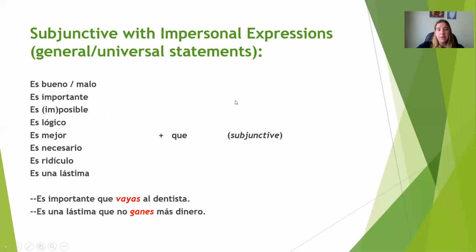Here are some examples of impersonal expressions. Like I said, these general or universal statements for the world. There's no personal pronoun for these statements. Es bueno que, es importante que, es imposible, es lógico, es mejor, es necesario, es ridículo. These could also be in the past tense, but I guess we're not going to cover the past tense subjunctive until later on in the course.